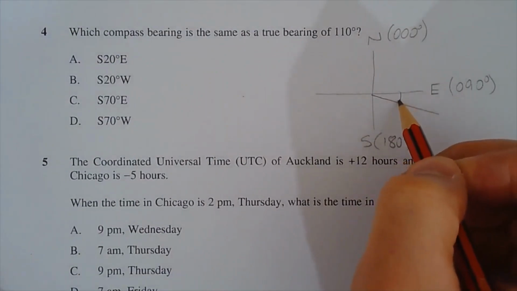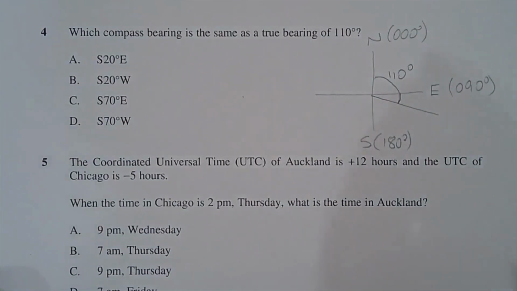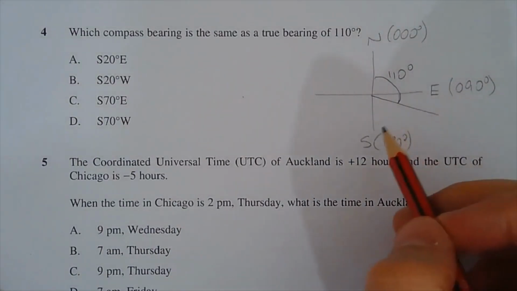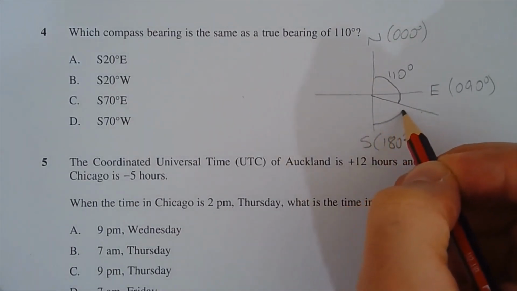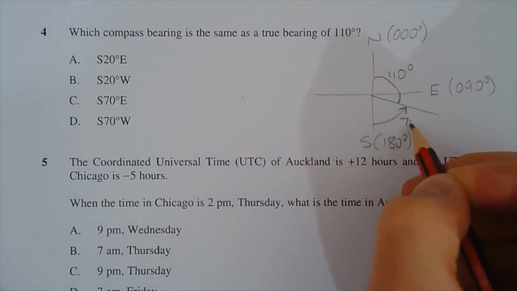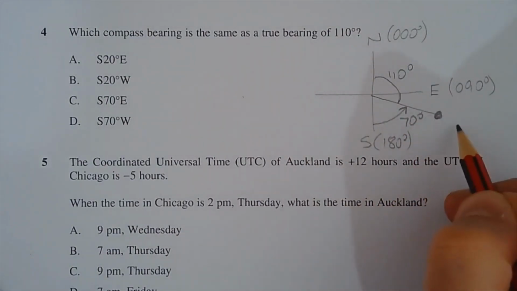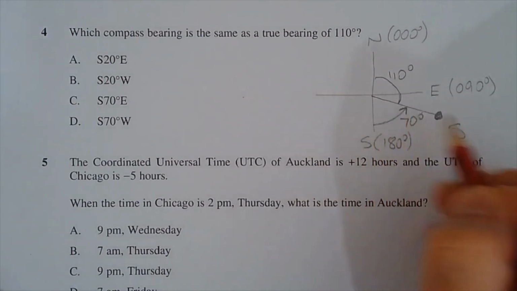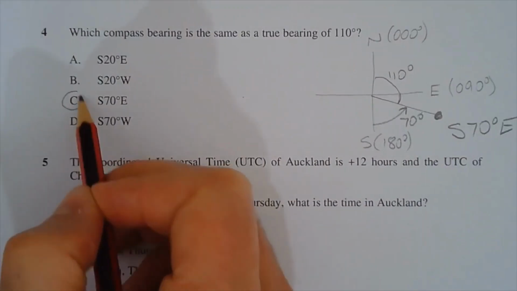So there's 110 degrees. So that's going to be south 70 degrees to the east, because from south measuring back towards east, we need to go back 70 degrees. Okay, so this bearing here is south 70 degrees to the east. And so the answer is C.